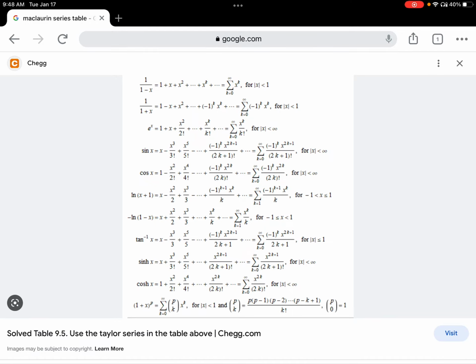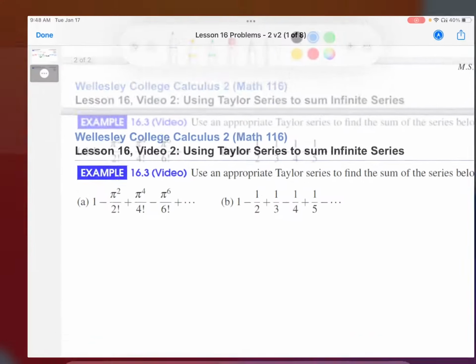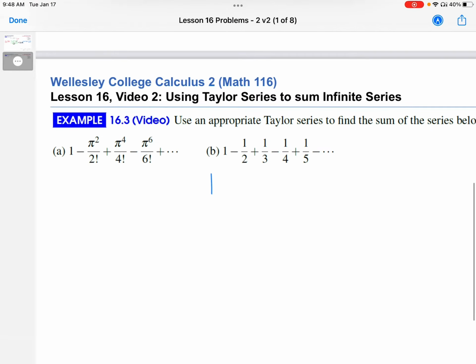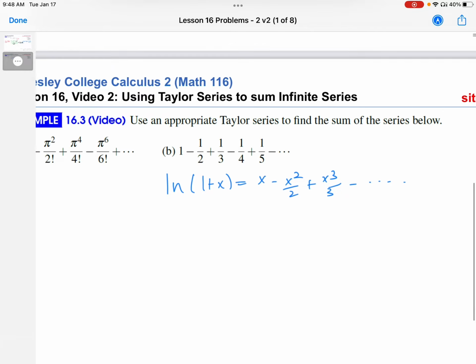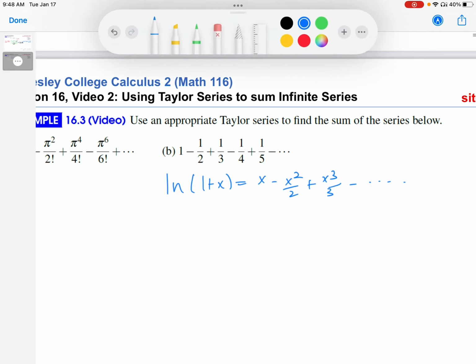Let's look at the ln of x plus 1 series, right? So that's number 6 down from the top. So that's x minus x squared over 2 plus x cubed over 3, and so on and so forth. So that is the ln of 1 plus x, or x plus 1, which is x minus x squared over 2, x cubed over 3 minus dot, dot, dot. And now if we compare that series to the series that we have, let's look at, first of all, if it might make sense.